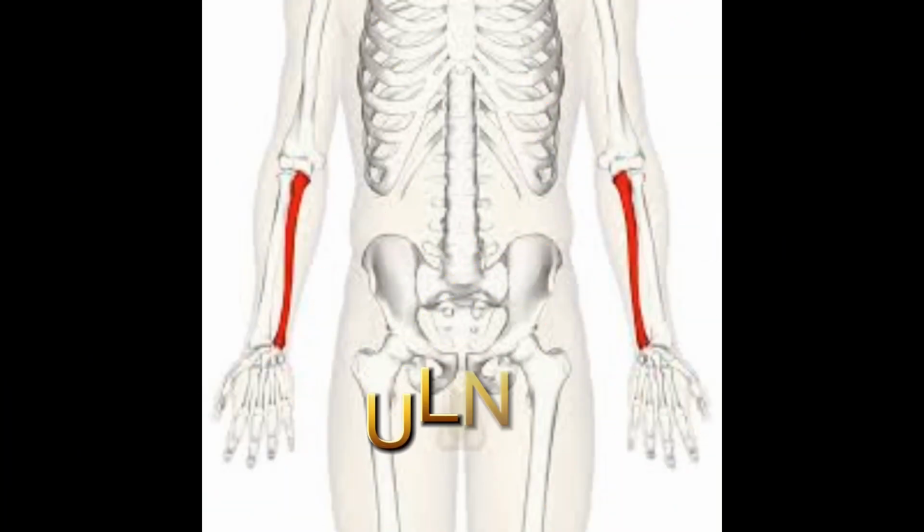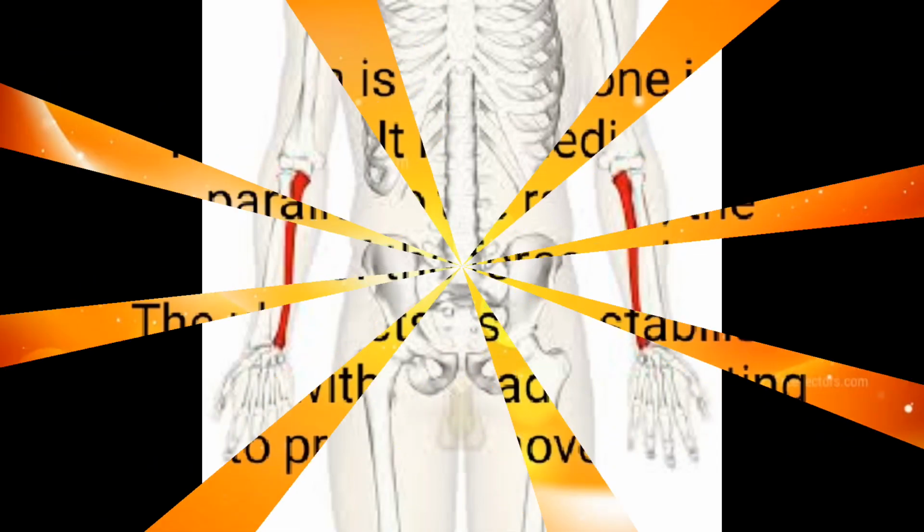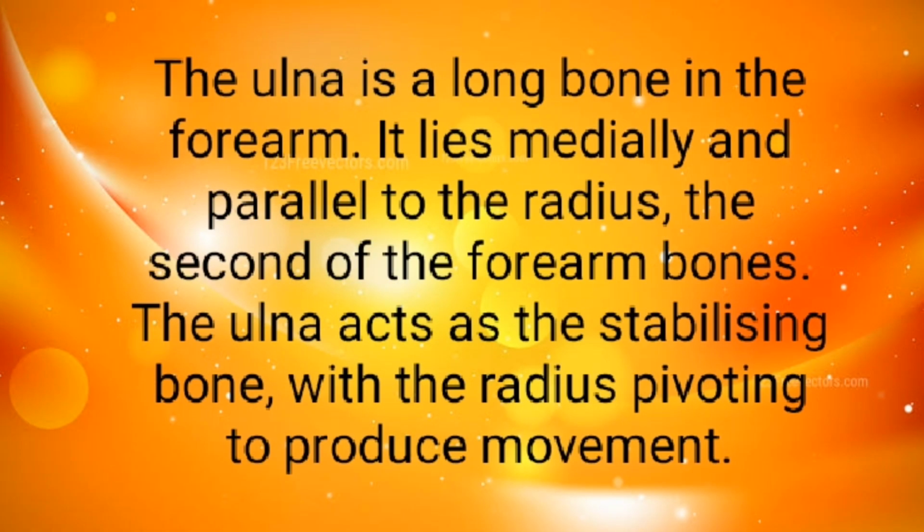The fifth one is the ulna. The ulna is a long bone in the forearm. It lies medially and parallel to the radius, the second of the forearm bones. The ulna acts as the stabilizing bone, with the radius pivoting to produce movement.